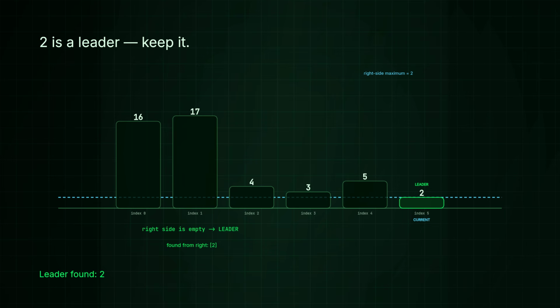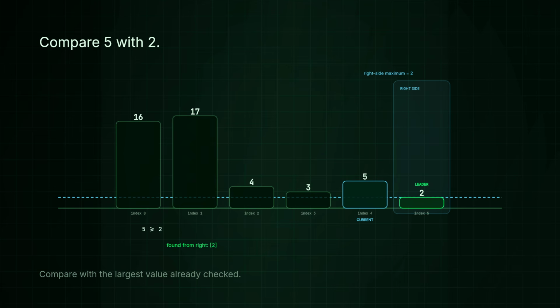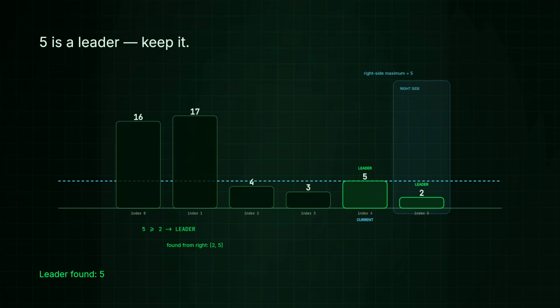Move one position left and consider 5. Everything to its right has already been checked. The largest value already seen on the right is 2. Compare 5 with 2. 5 is at least as large as the right side maximum, so keep it as a leader. The right side maximum is now 5.